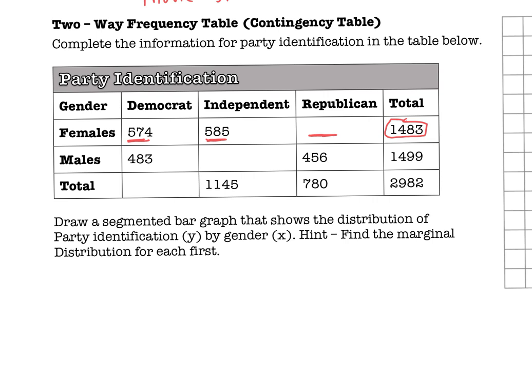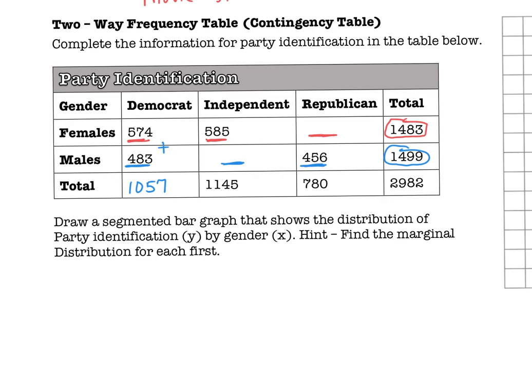And so then also, what should happen is this 483, this blank spot here, and this 456 should all add up to equal 1499. Okay, and then you see we're missing the total number of Democrats. Well, all we have to do is add the 574 and the 483 to get those missing values. So real quick, we'll do that one. The 574 and the 483, that totals out to be 1057. So there were 1,057 Democrats.